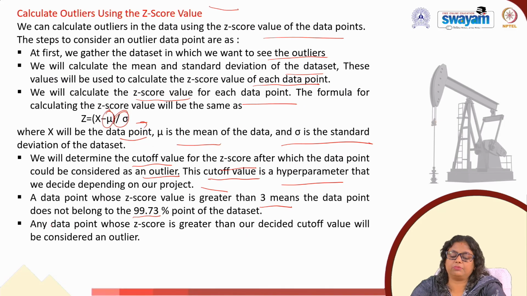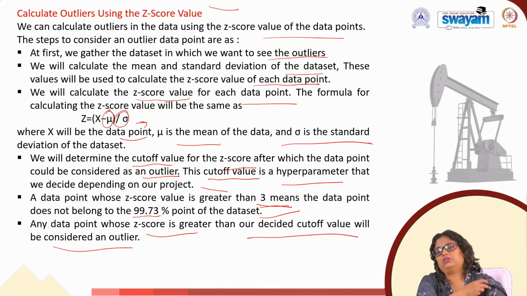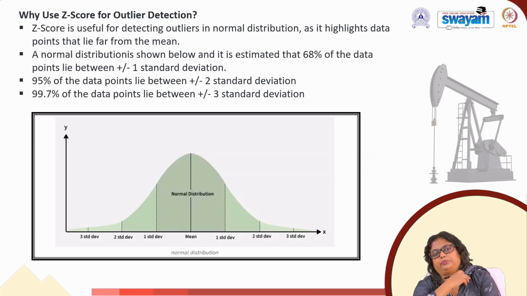In relation to the previous diagram, a data point whose z-score value is greater than 3 means the data point does not belong to the 99.73% of the data set. Any data point whose z-score is greater than our decided cutoff value will be considered as an outlier. So this is our z-score.